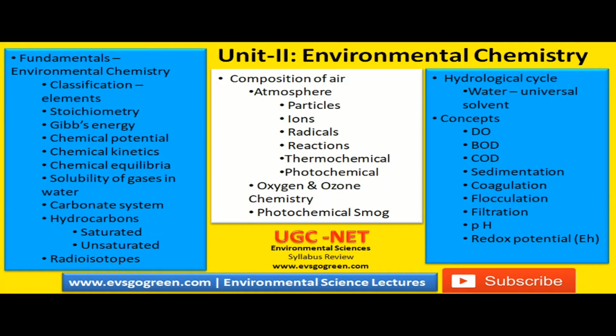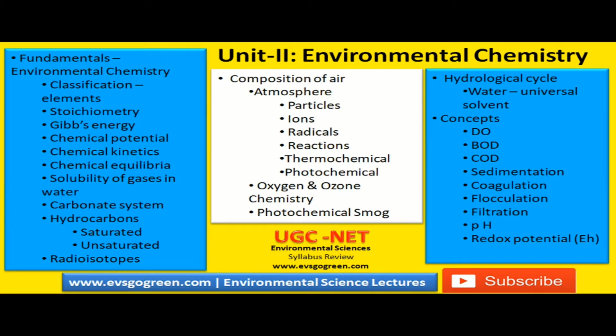In Unit 2, it is basically about environmental chemistry. In Unit 1, we learned about the fundamentals of environmental sciences, and Unit 2 is about environmental chemistry. First is the fundamentals of environmental chemistry: how the elements are classified, what is meant by stoichiometry, which means balancing of chemical reactions, what is meant by the concept of Gibbs energy, what is meant by chemical potential, what are chemical kinetics, and what is chemical equilibria. These are the different components of environmental chemistry.